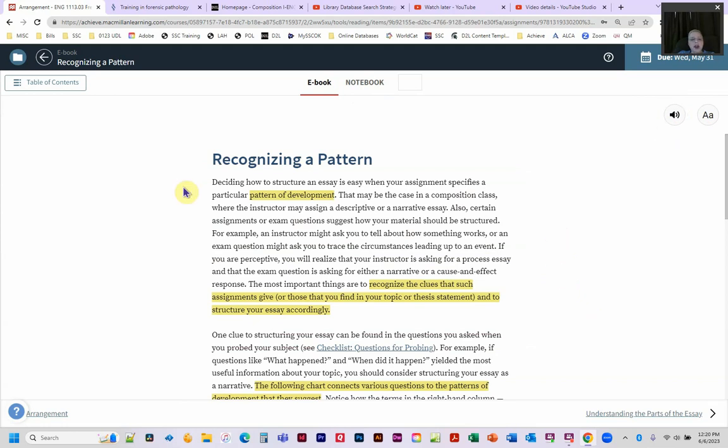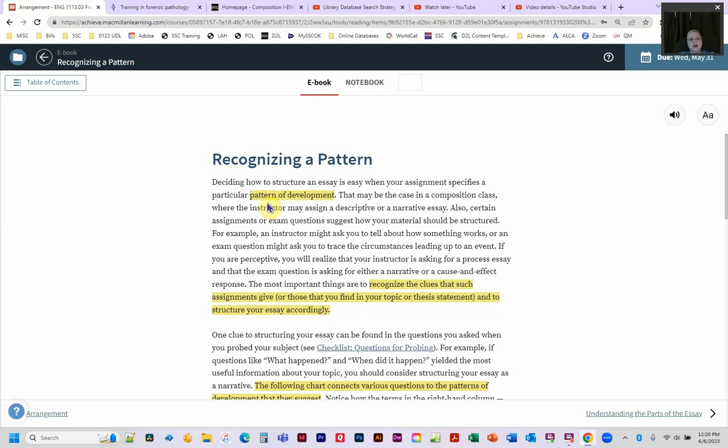So again, structuring an essay is about looking at patterns of development, and there are different kinds of development patterns. Some essays require a particular development pattern like cause and effect or comparison contrast. Sometimes the pattern of development might be the arrangement of ideas like chronological or spatial. So it's really important that you look at the assignment because sometimes the assignment specifies a very particular essay, like narrative or cause and effect.